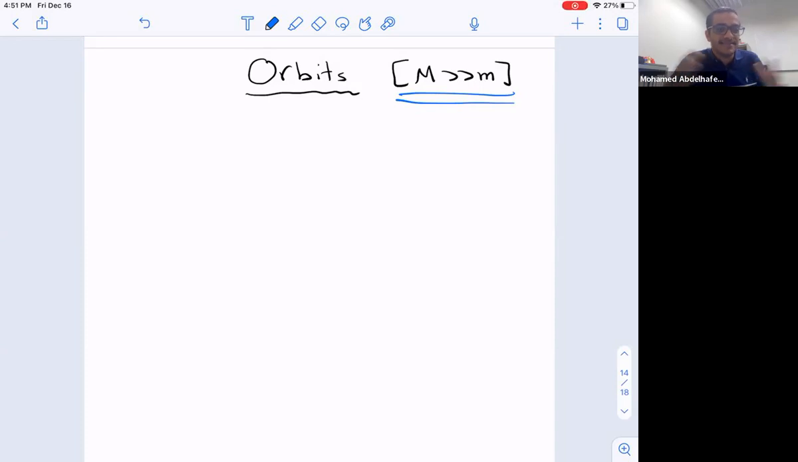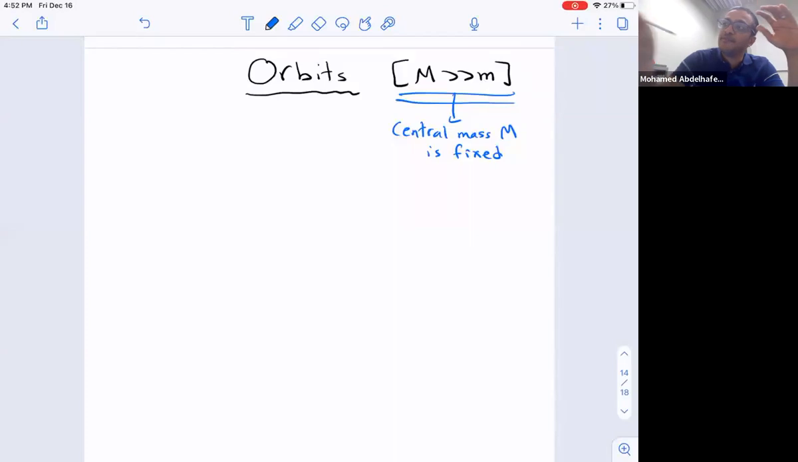And that's the limit we're going to always work in, the simple limit that the central mass M is fixed. That's basically what we're dealing with here. The big mass is fixed, the small mass orbits around it. Okay.